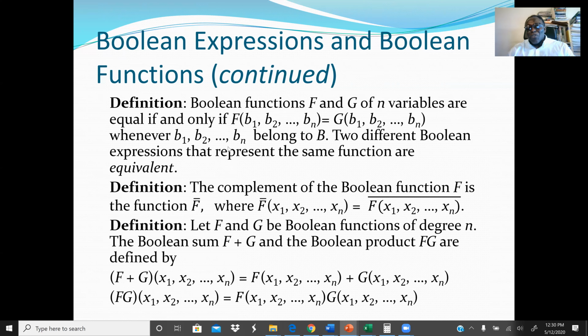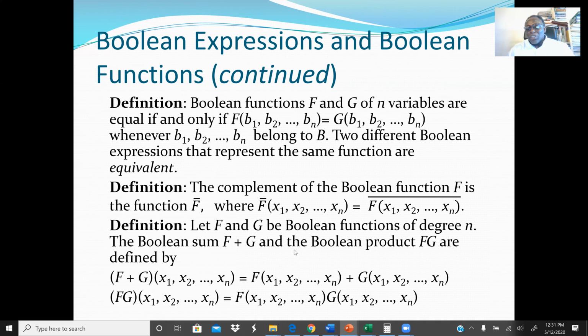And here we say whenever b1, b2, and bn belong to B, two different Boolean expressions that represent the same function are equivalent. So we have two different expressions, but they are representing the same function. Then the complement of the Boolean function f is the function f bar, where f bar of its variables x1 to xn is the same as the complement of f of x1 to xn.